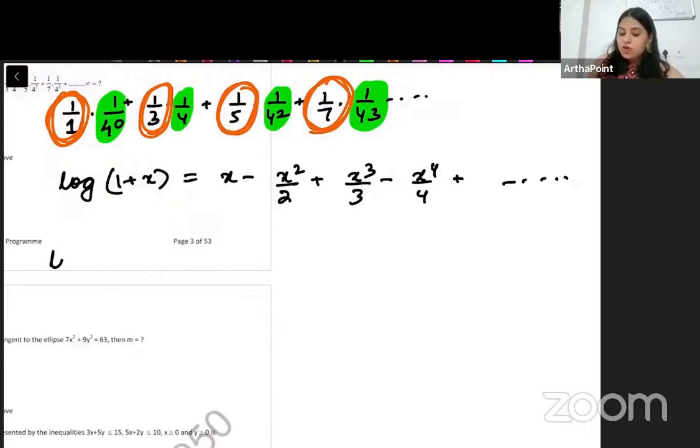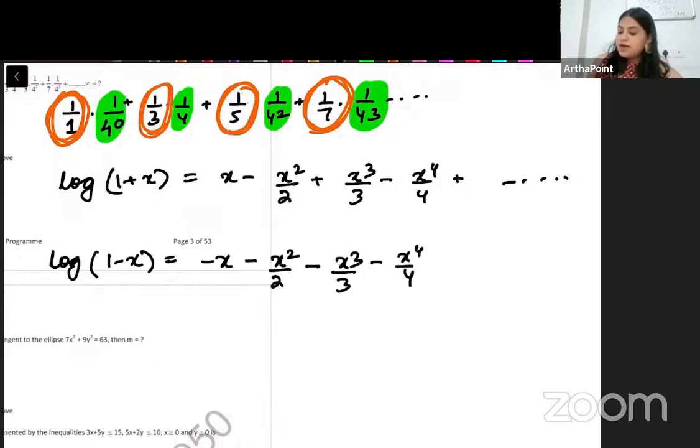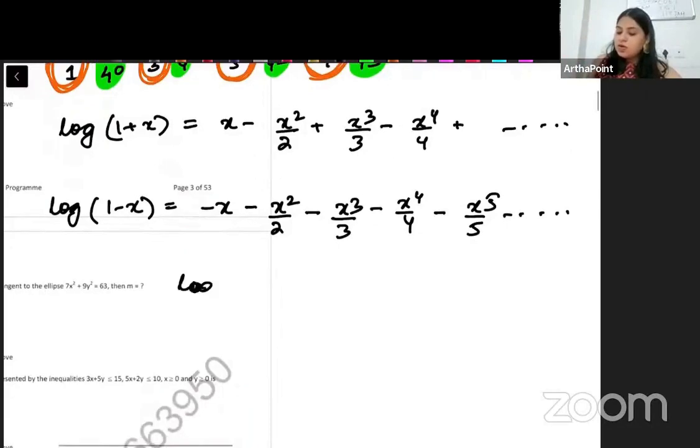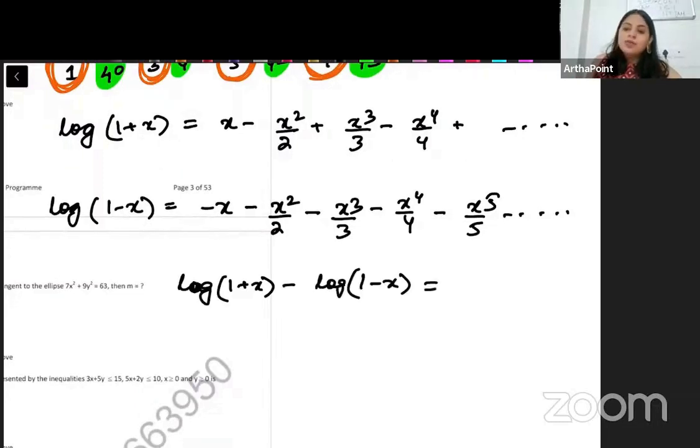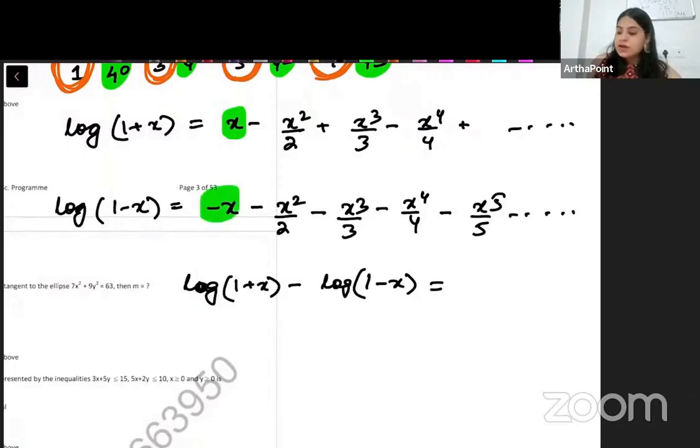What is the expansion of log 1 minus x? This will be minus x minus x square by 2 minus x cube by 3 minus x to the power 4 by 4 minus x to the power 5 by 5 and so on. This is the expansion of log 1 minus x. But what will be log 1 plus x minus log 1 minus x? How will you write this? Subtract. So 1 plus, 1 minus minus x, right?